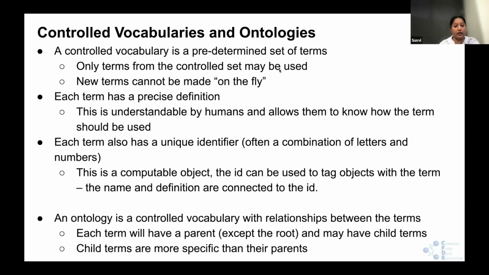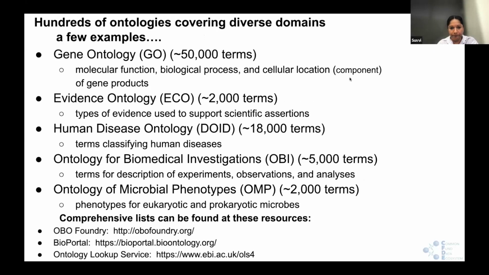But talking about ontologies, an ontology is a control vocabulary, but it has relations between the terms. So that is the main difference between control vocabularies and ontologies. Ontologies have relations between the terms. Each term will have a parent, except the root, and may have child terms, and the children are more specific than their parents. And I'm going to give you a few examples here. Okay. There are hundreds of ontologies out there. If you type ontologies, you will get several examples.